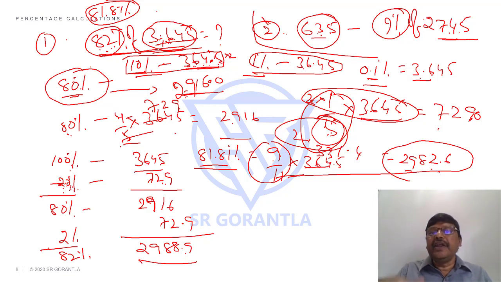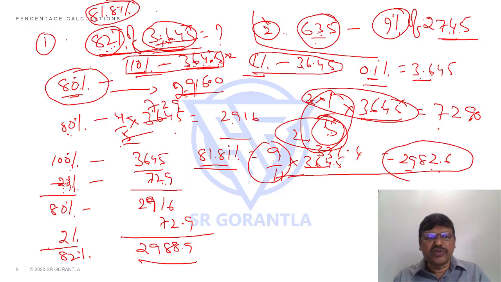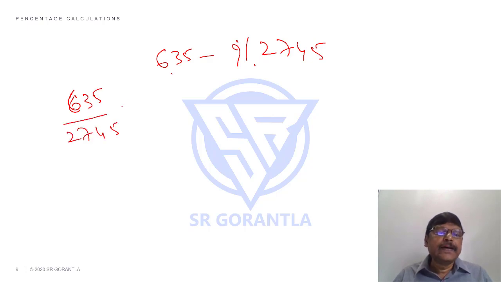Now, let me tell you that 635 is what percent of 2745? 635 is how much percentage of 2745? You can actually pause this video and write down this and then come back to this. 635 is how much percentage of 2745 means, students? If I take, let's say, the usual traditional method, what do you write? You write 635 by 2745 into 100. This is what you are expected to do.